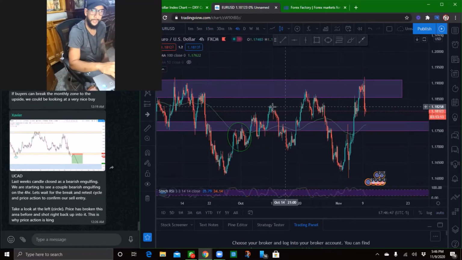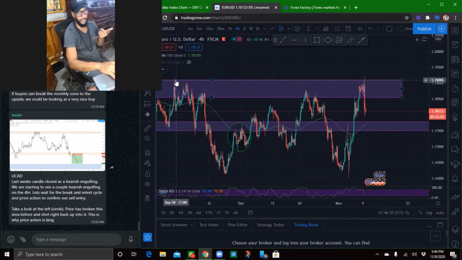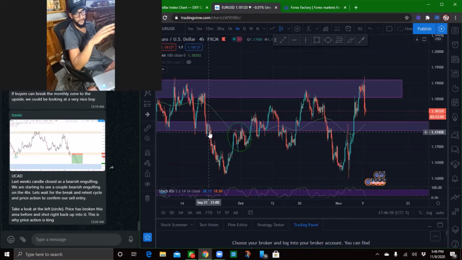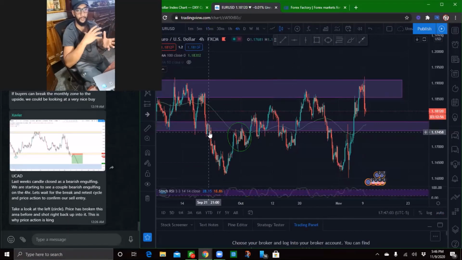And remember what I said about history repeating itself? Look what we have over here. September 10th and November 10th, November 9th. I'm not saying that it happens like this all the time. I'm just saying that history repeats itself. History, as in when price comes to a previous zone, you can anticipate that it will react to that zone accordingly compared to previous times.